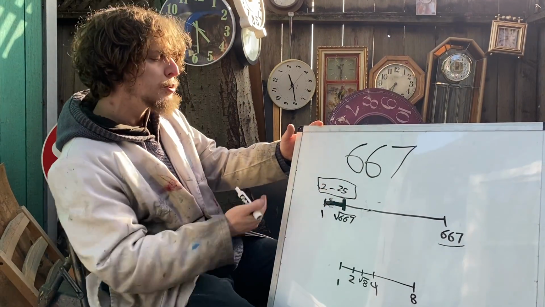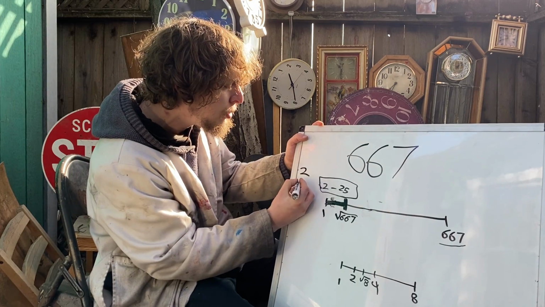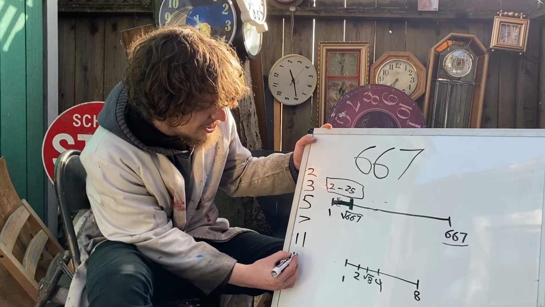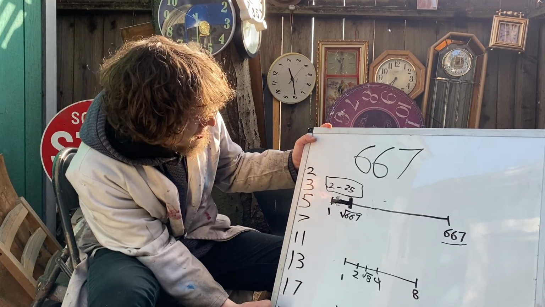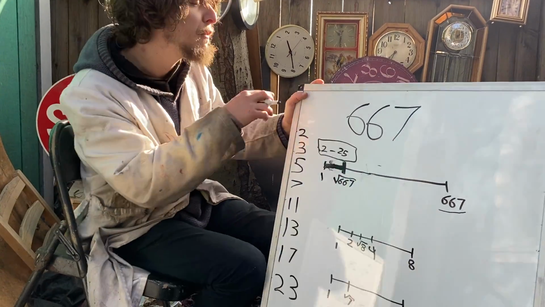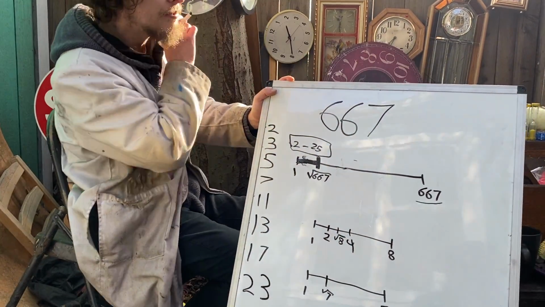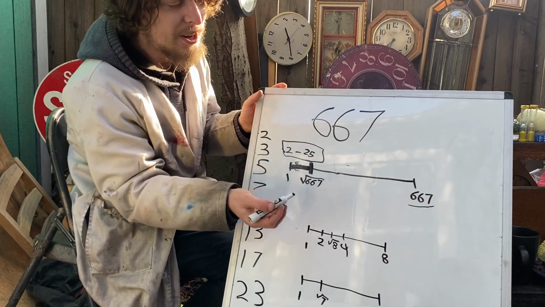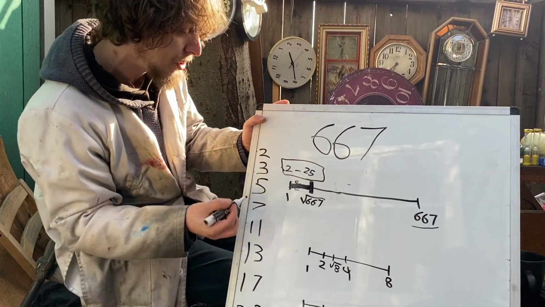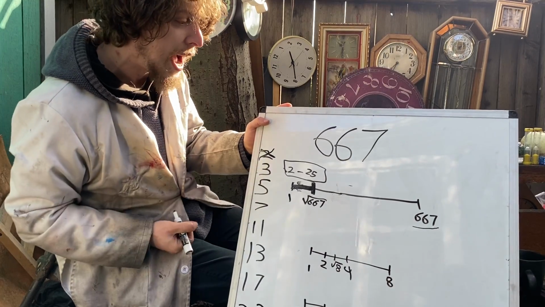So what are the primes between 2 and 25? You've got 2, 3, 5, 7, 11, 13, 17, 19, 23. And that's all. Now, the first few are very easy to check for this number. It's not a multiple of 2, because in our base 10 system, it doesn't end in an even digit. So, not a multiple of that.